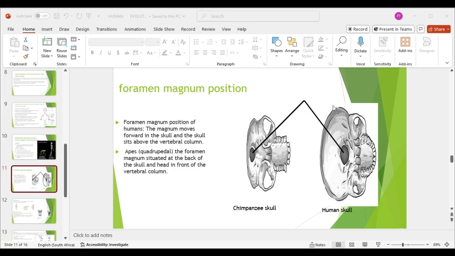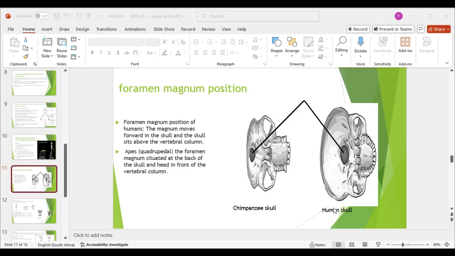So we all have the foramen magnum, but the position of the foramen magnum differs. In humans, the foramen magnum moves forward in the skull, and the skull sits above the vertebral column. As you can see here, it's forward, and the skull sits above the vertebral column. So our skull sits above our vertebral column.